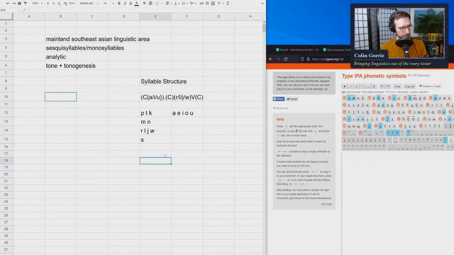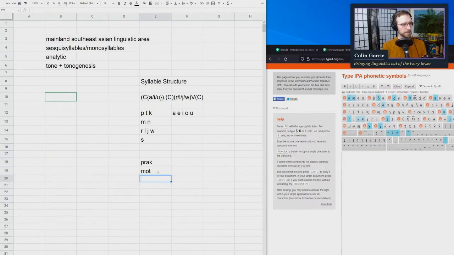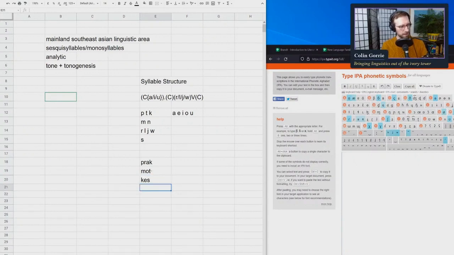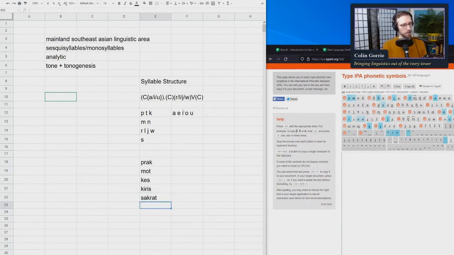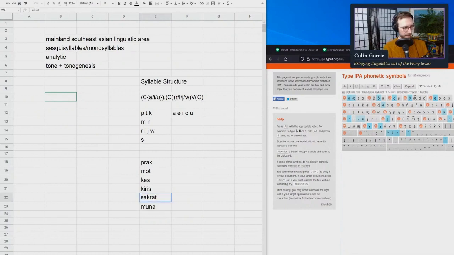So let's make some syllables. We might have something like Prak, we might have something like Mott, we might have something like Gess. So these would be without this little bit at the start. So far so normal. But then we might also have something like Kiris or Sakrat or Munal, something like this. And this is how we would kind of divide this. The stress is always going to be on the second part, the second phonetic syllable.